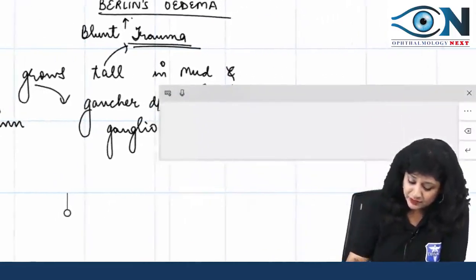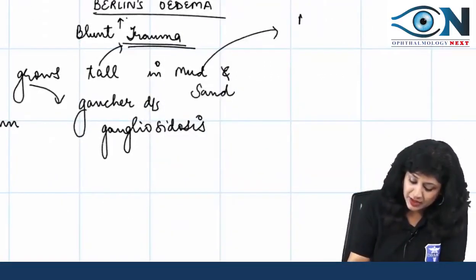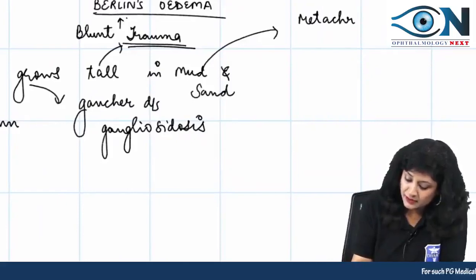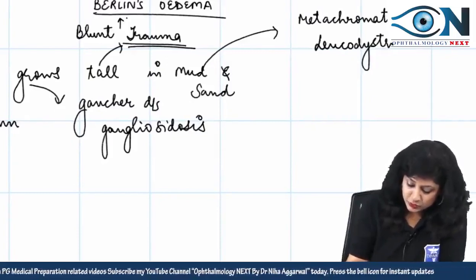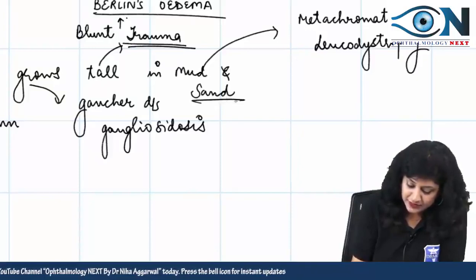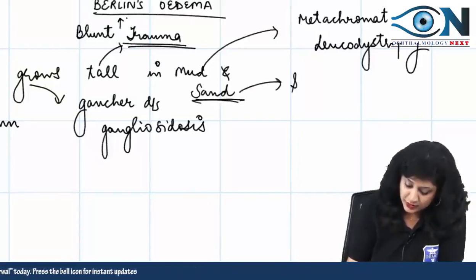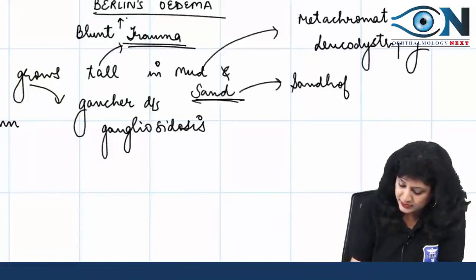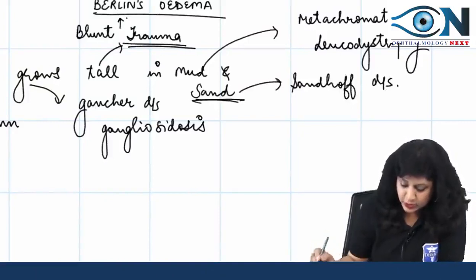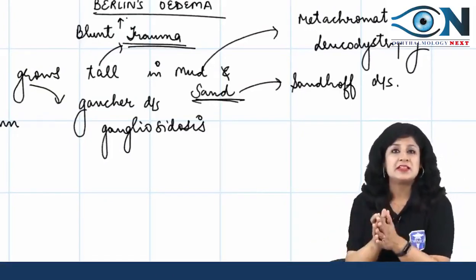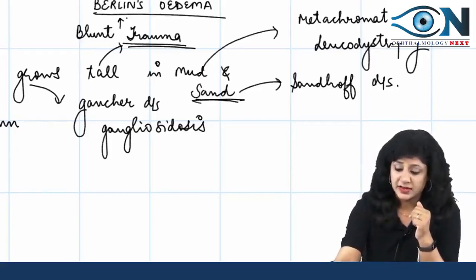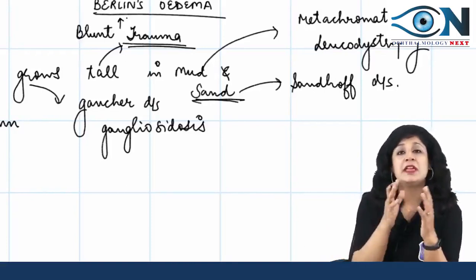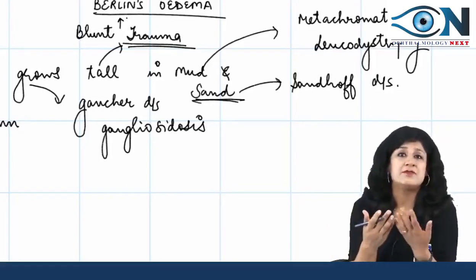Then apart from this, we have mud. Mud means metachromatic leukodystrophy, and then we also have sand. Sand is actually your Sandhoff disease. So there are so many places where you can get this cherry red spot depending upon the other signs and symptoms that you are getting in the patient. Depending upon the age of the patient, you have to decide which cause it is.